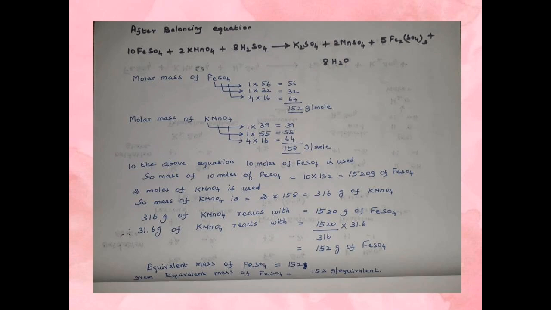Now suppose the gram equivalent mass of ferrous sulfate is asked, then we have to write the unit with the number: 152 gram per equivalent.